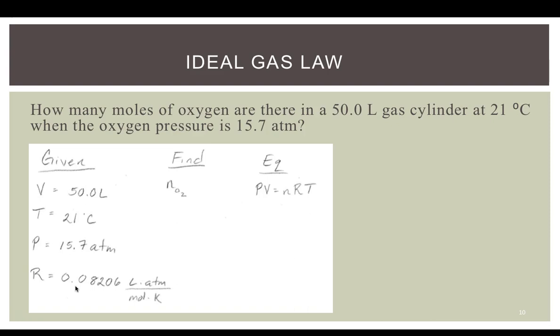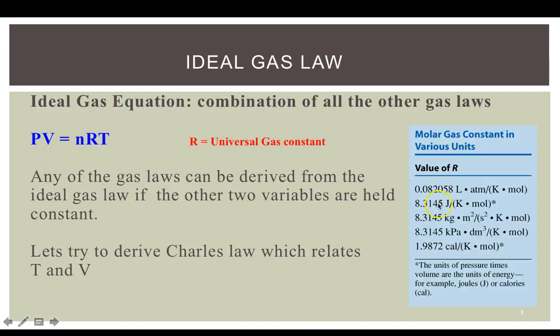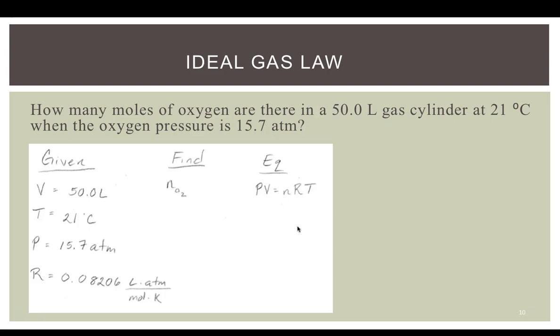But as I'd shown before, I can give you a few different types of R's. So it's not necessarily always going to look like this. So with the liter atmosphere per mole Kelvin, it'll be up to you to determine which, quote unquote, R you're going to be using. They're all the same R, but they have different numbers and different units. So we're done with our given column now.